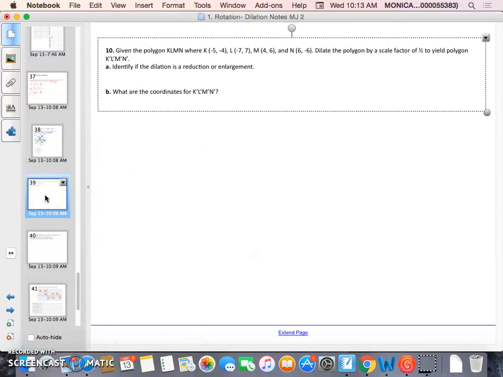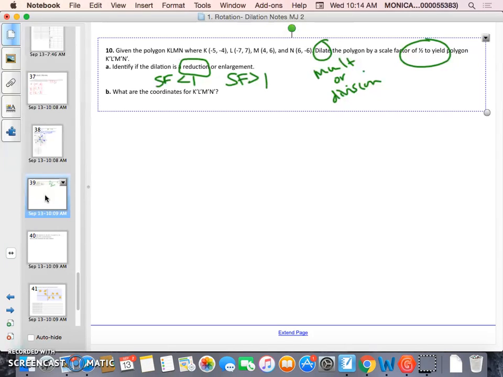Number 10, given the polygon K, L, M, and N, we're going to dilate. So remember, dilation, you should be thinking of multiplication or division. And the scale factor is 1/2. So that means that our original figure is going to get shrunk down. This is going to be a reduction. Reductions are if the scale factor is less than 1, and enlargement is when the scale factor is greater than 1. Okay? So what are the new coordinates is the question.